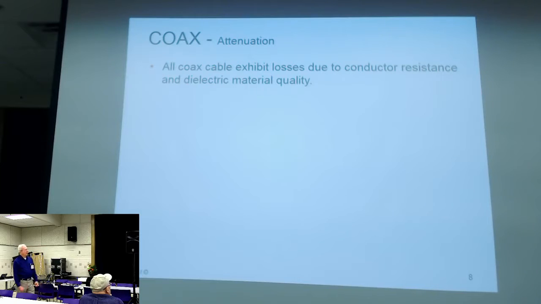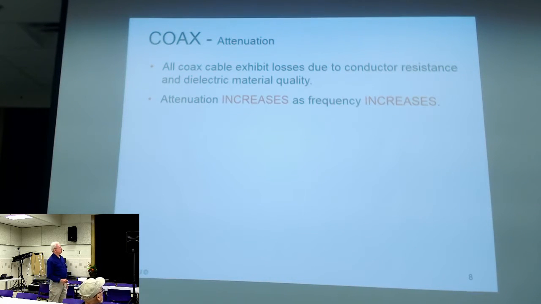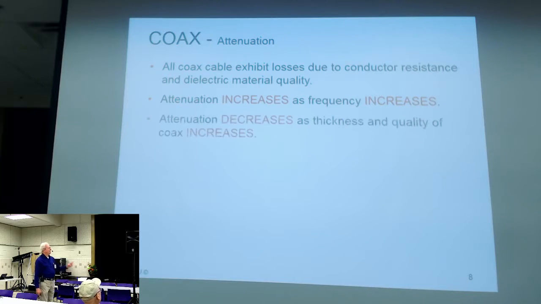All cable has loss. Sorry about that. Due to dielectric and the conductor resistance, it does have loss. Please keep in mind, this is the most important for hams: as we go up in frequency, attenuation goes up too. You're not going to use 100 feet of RG174 for 2 meters. That's just not a good idea. Loss decreases as the thickness and quality increase. Quality, got that?